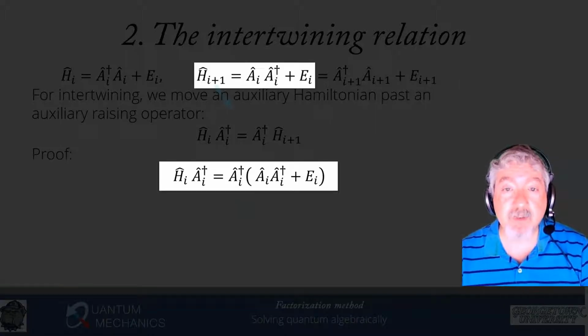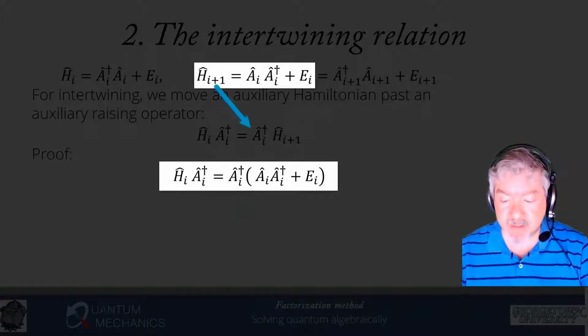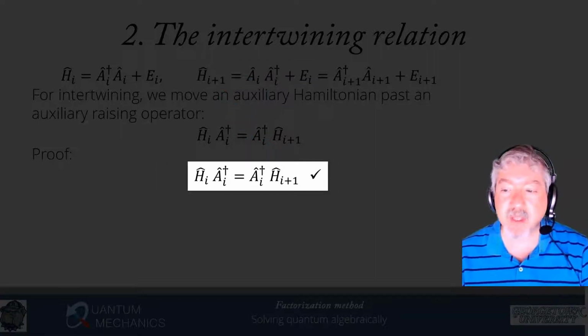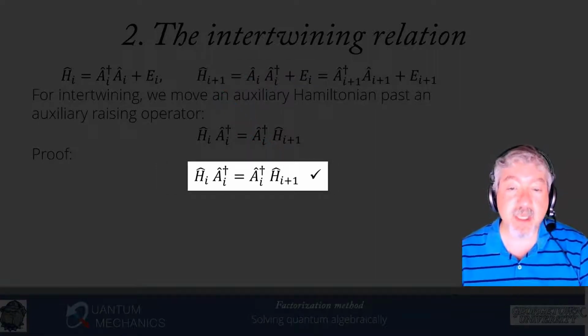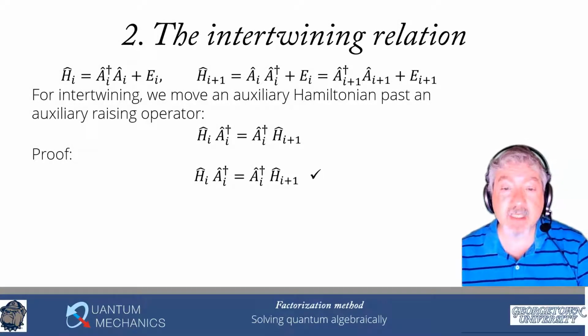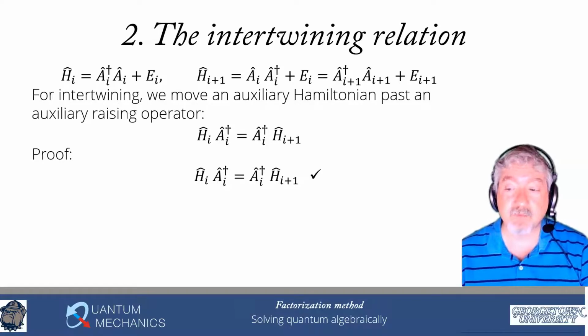But that's one of our Hamiltonians. We just look up and we see that is H_{i+1}. And so we have now verified the intertwining relationship. And this is a very important relationship. We determine what the eigenstates are from this intertwining relationship, which is something we're going to do momentarily.